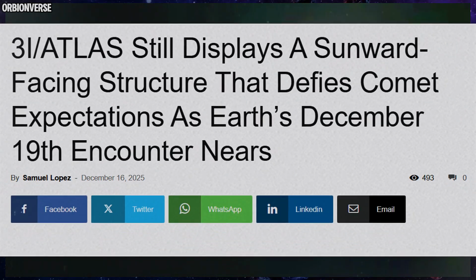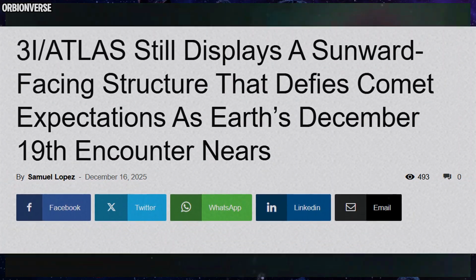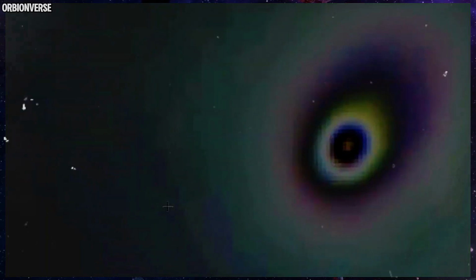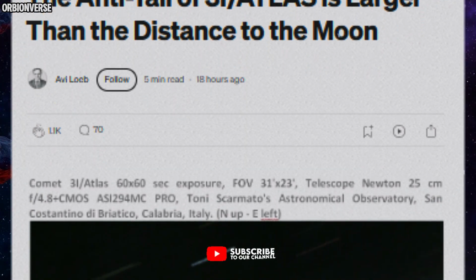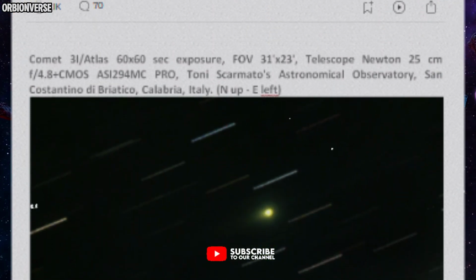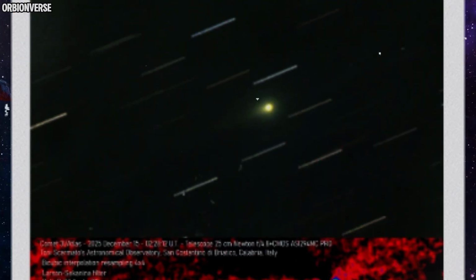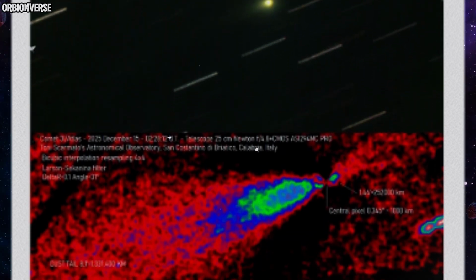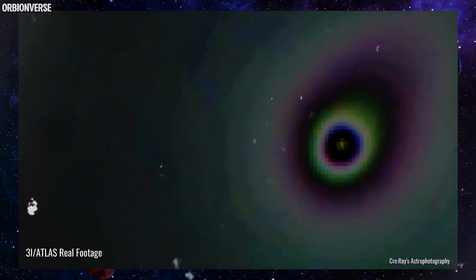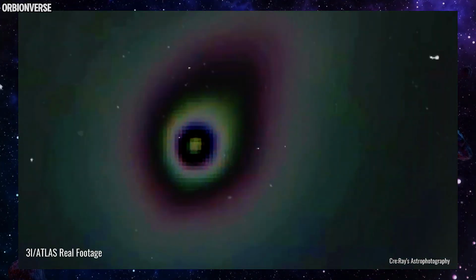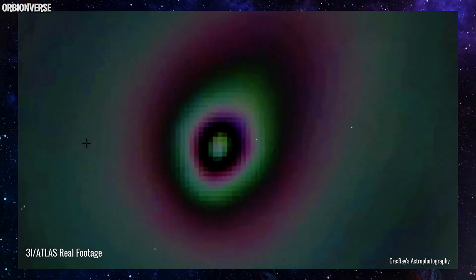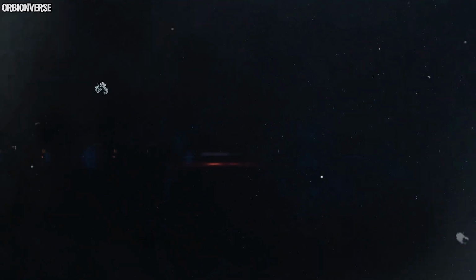Just days before its closest approach to Earth on December 19th, new high-resolution images of 3I Atlas reveal a massive sunward-facing structure, a feature known as an anti-tail, and it is larger, brighter, and more persistent than anything previously observed from an interstellar object. Comets are simple in one key way.